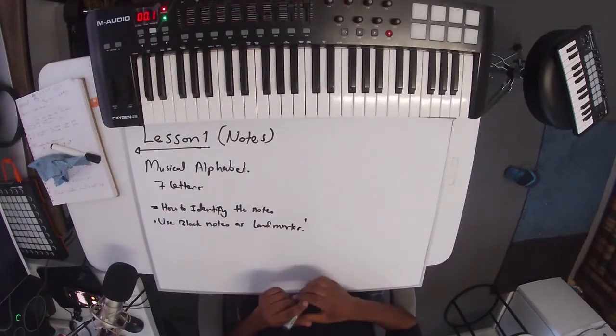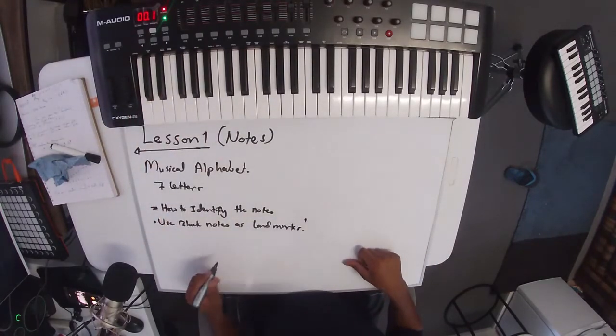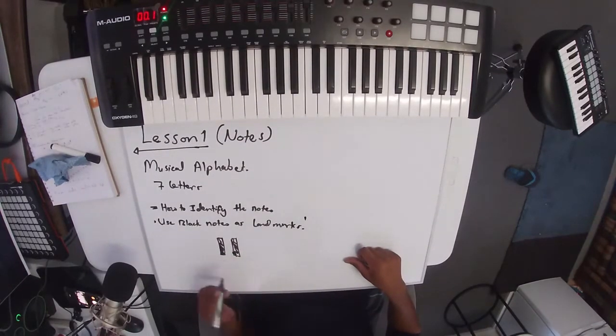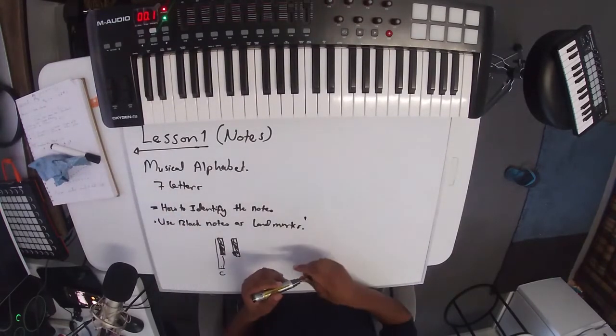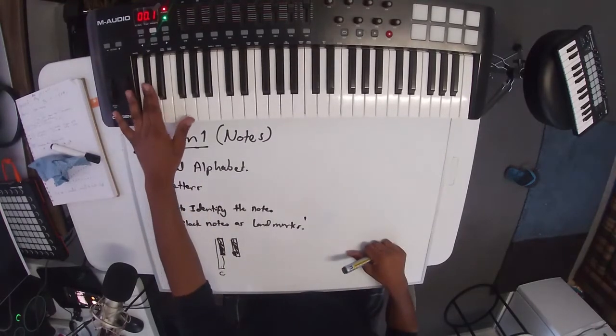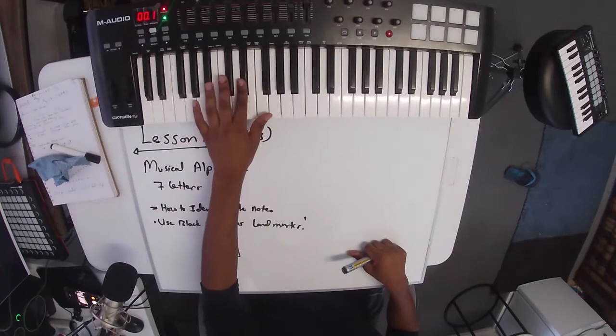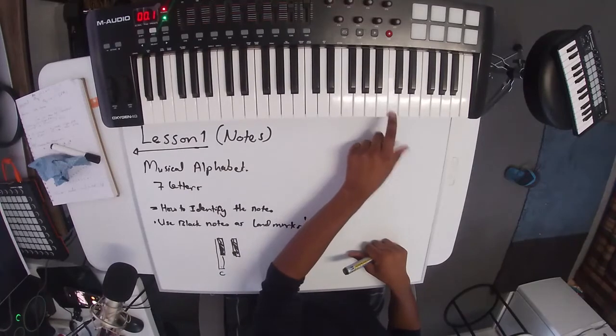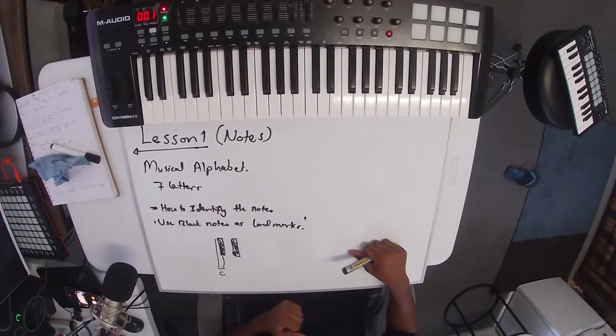So here's how it works. You take these 2 black notes. These are black notes. If you take these 2 black notes, the white note at the left of the 2 black notes is a C. Alright? So let's look at that. Black notes, C. Black notes, C. That's a really nice and easy way to always be able to find a C.